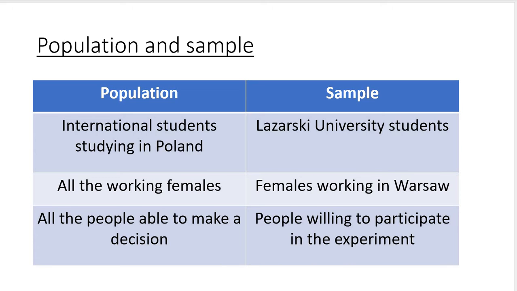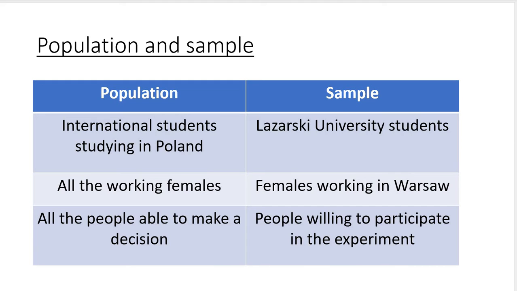Imagine that you want to analyze some very general theory about decision-making process. So in this case, your population consists of all the people who are able to make a decision regarding some issue, who have legal right to do so, and so on and so forth. However, you can only survey those people who are willing to participate in your experiment. So obviously, they will constitute your sample.